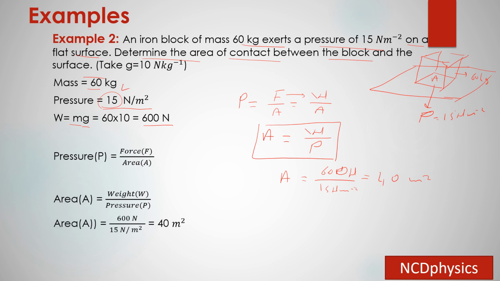Yeah, so pressure is equal to force over area. So force is weight of the object, which is 600 Newton, and the pressure is 15 Newton per meter square. So when you divide, then you will find 40 meter square. So it means that the area of the block touching the surface is 40 meter square.